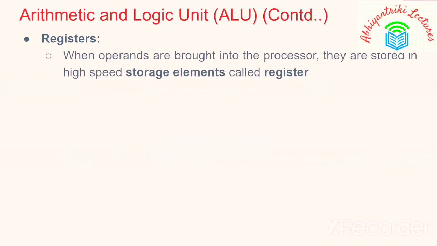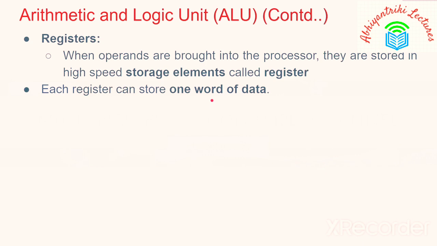Next, registers. When operands are brought into the processor, they are stored in high-speed storage elements called registers. These registers are present in the processor itself. Whenever the processor fetches instructions and data, the data gets stored into the register. A processor register is a high-speed storage element. Each register can store one word of data, and as I said, word length may vary from 16 bits to 32 bits or 64 bits, depending on the machine.